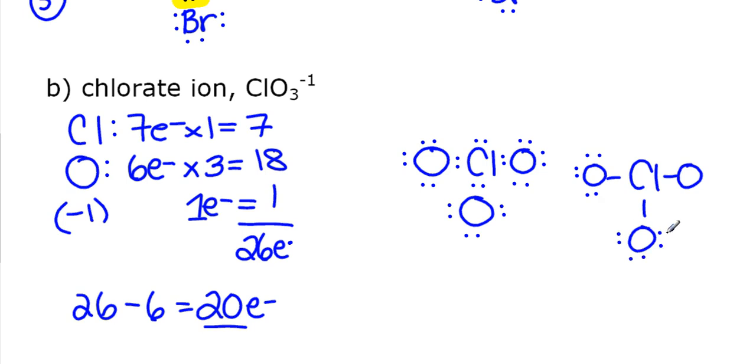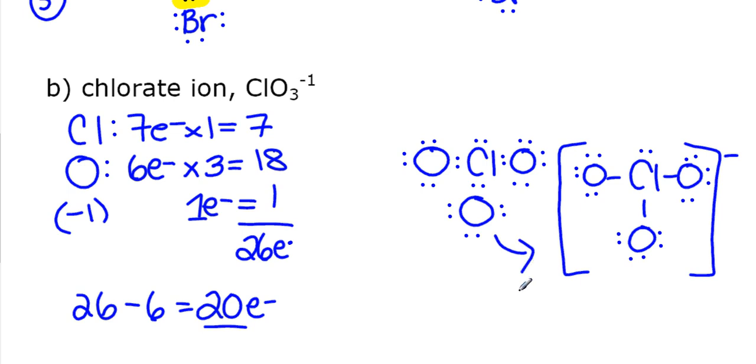Put your dots around it. Put the bracket. And then I'm going to put the negative charge on the outside. So I have to take that, put in my bonds, and then I need to put a -1 charge on.